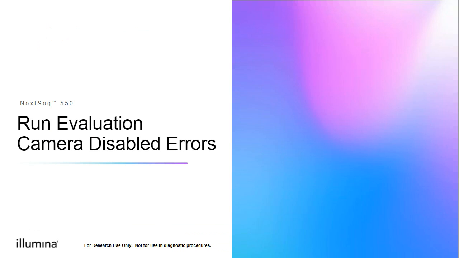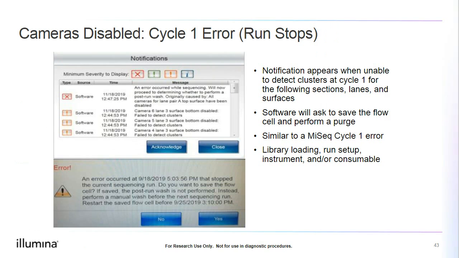Now let's look into camera disabled errors that may occur during the run. The camera disabled error for multiple cameras is one of the most common errors observed after a run starts, and they usually appear about 2.5 hours into the run when cluster generation completes. This error is similar to a MiSeq Cycle 1 error and can be related to the library, run setup, consumables, or instrument. So all these components need to be investigated further.